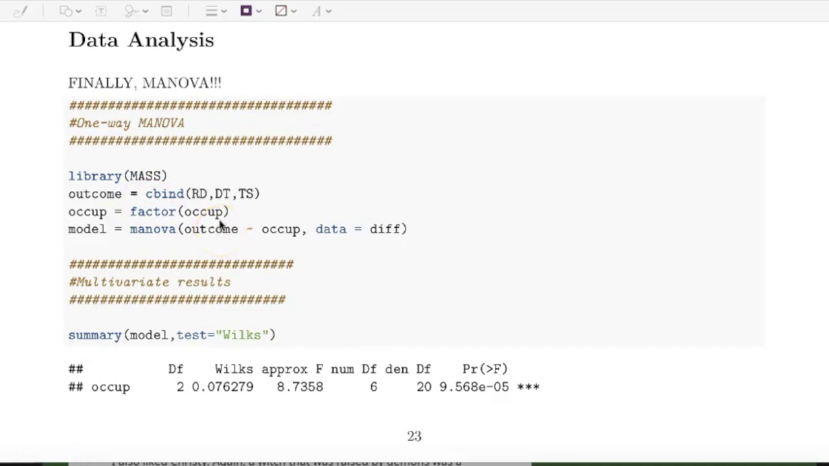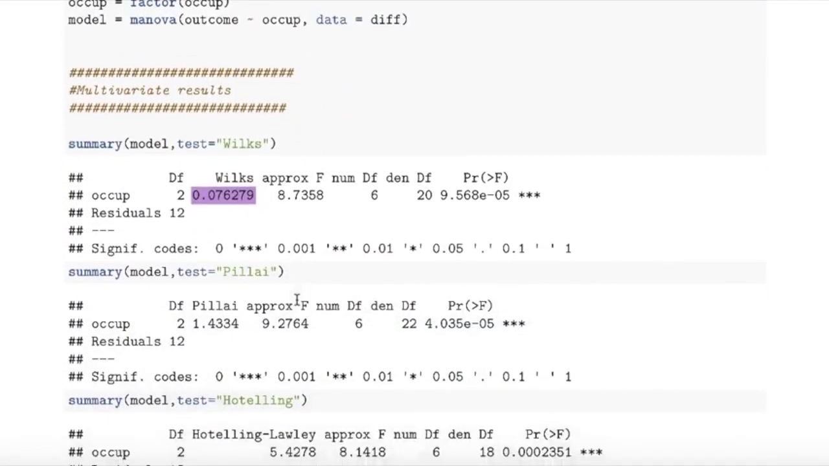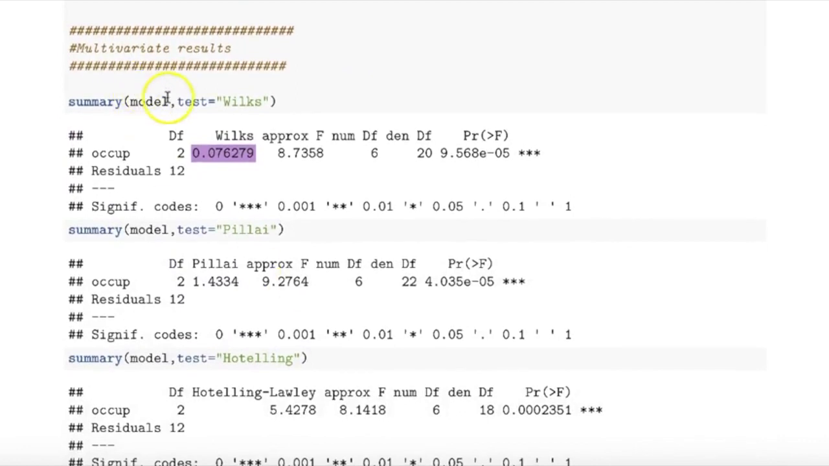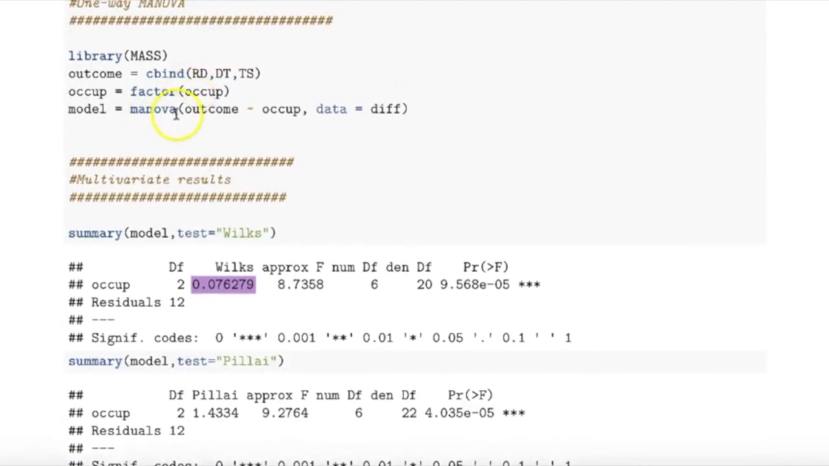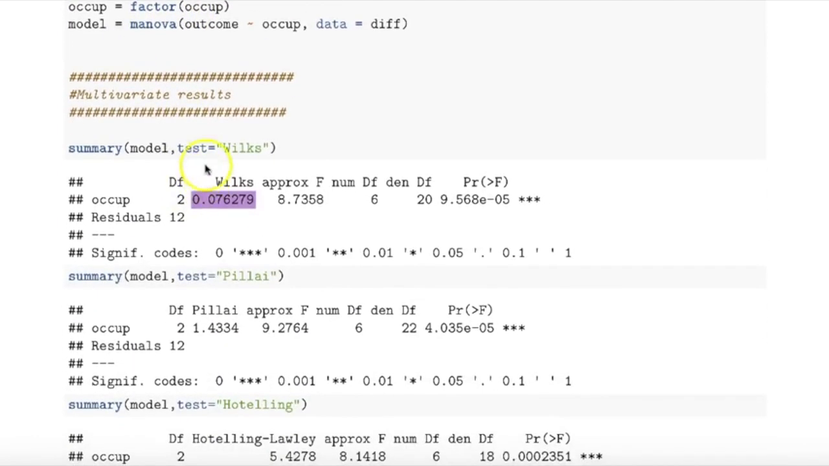Cool. So the next thing I do is just use the summary function. This is where I store everything that was calculated from this MANOVA function. And I'm just asking here for Wilks lambda. And there's a reason why I highlighted that. I'll show you in a minute. It was significant. So that's telling me that there's a difference between the three occupations.